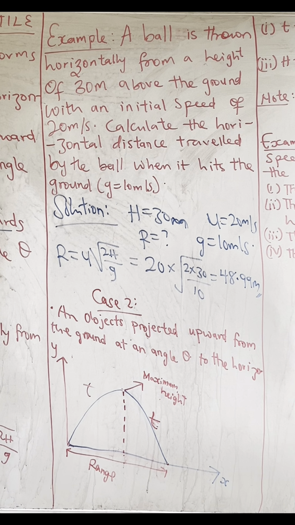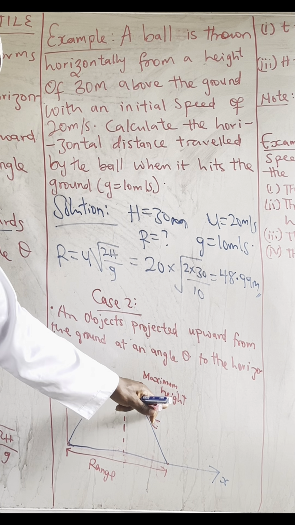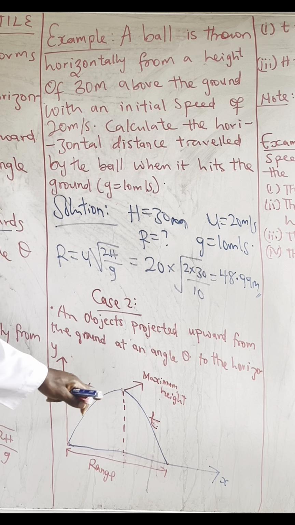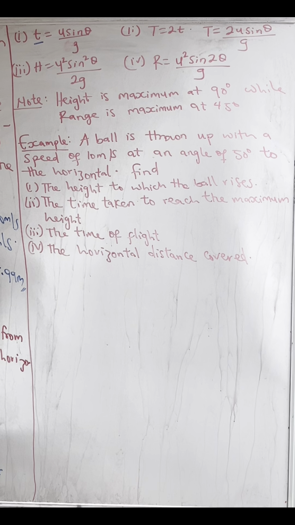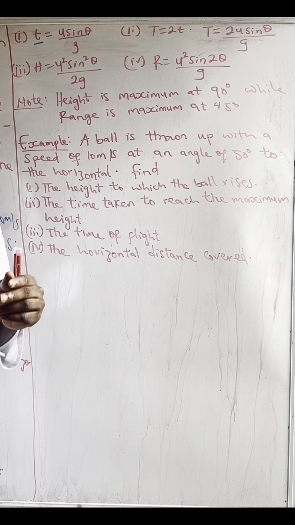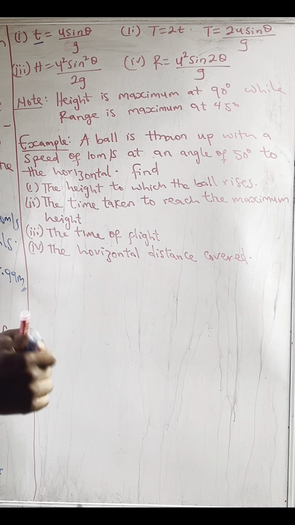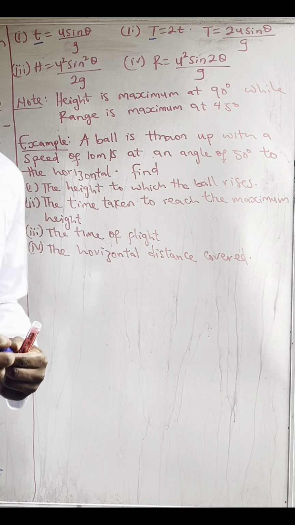So guys, let's talk about the formula for the horizontal distance, the maximum height, the time of flight, and the total time of flight. Whenever you see this small t, it is talking about the time taken to reach the maximum height. But whenever you see this capital T, it is talking about the total time of flight.